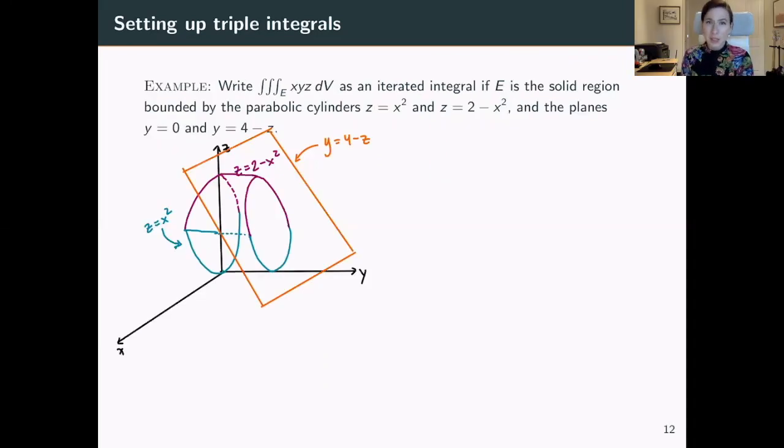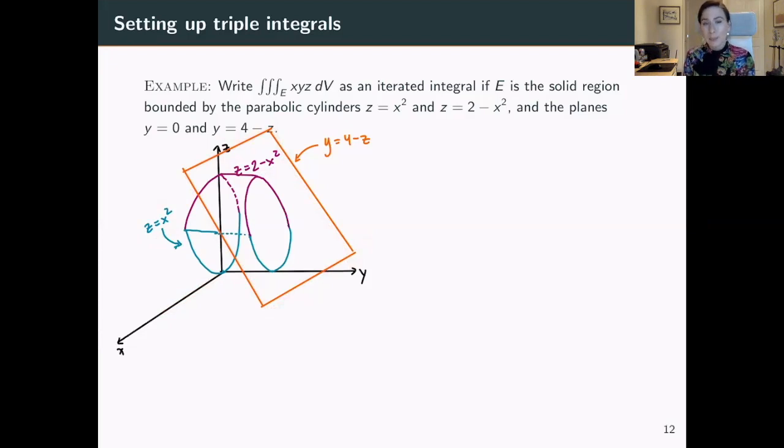This example is particularly difficult to draw, so I've taken the time to draw it in advance. Here we're trying to again set up an iterated integral where our region is bounded by the two parabolic cylinders given here in blue and in pink. So we have z equal to 2 minus x squared and z equal to x squared as our two parabolic cylinders. We're then going to cut it off at y equal to 0 and via the plane of y equal to 4 minus z, which I have labeled here. The same strategy applies where we need to figure out where we are entering and where we are exiting.